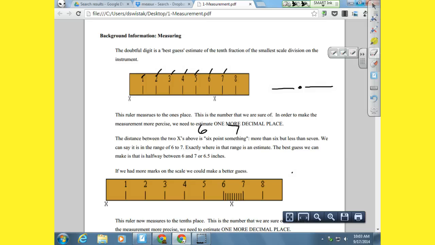So for this one, I can either say that it's 6.0, 7.0, or 6.5. And some of you are maybe thinking that I could say that it's 6.4 or 6.3 because it looks like a little less than half. And we're going to try to avoid guesses like that because if you can see that much variation, you're probably not using the right tool. So now let's take a look at the different ruler down here at the bottom.